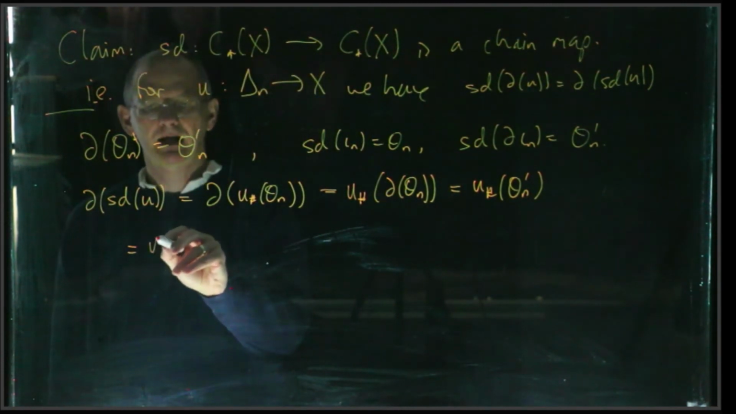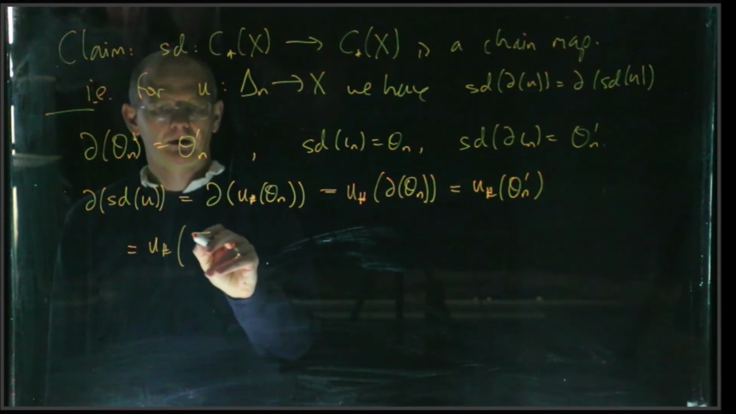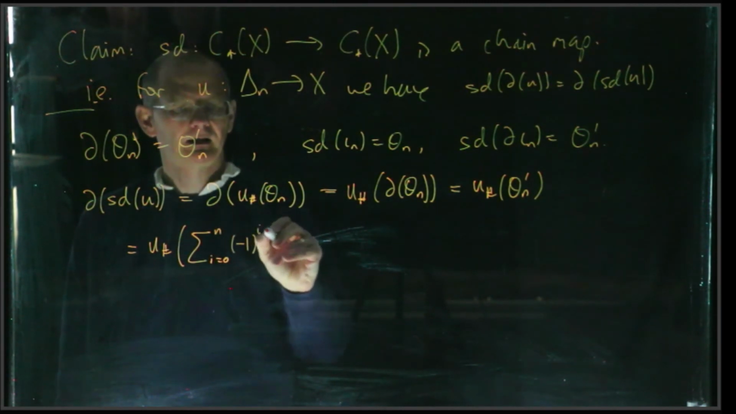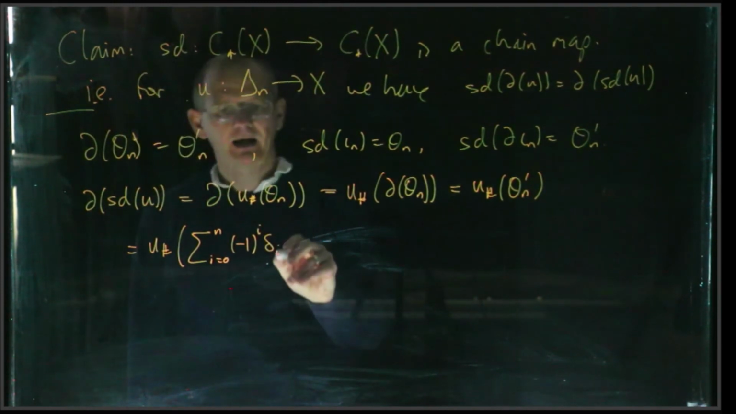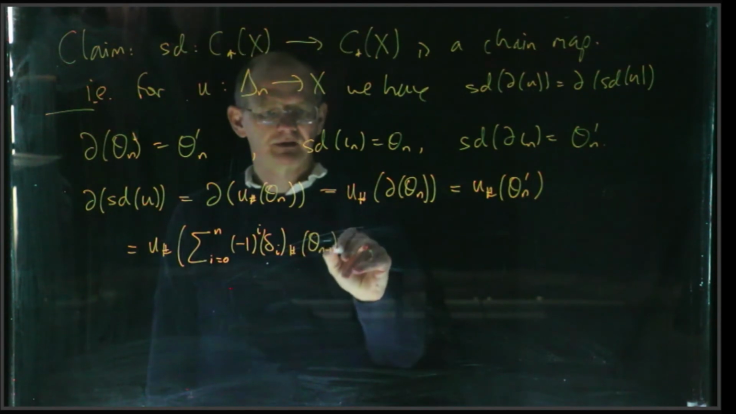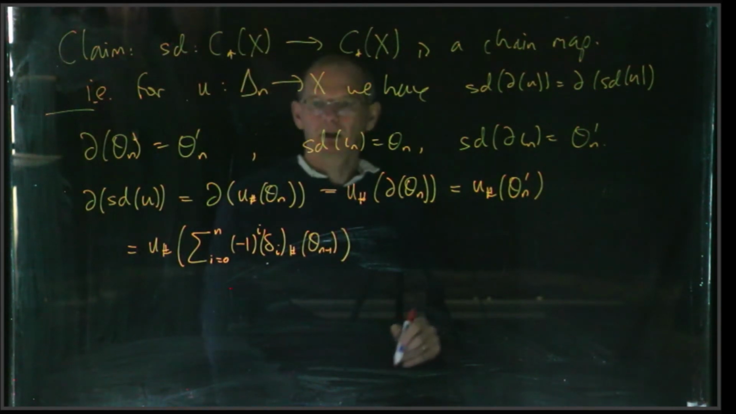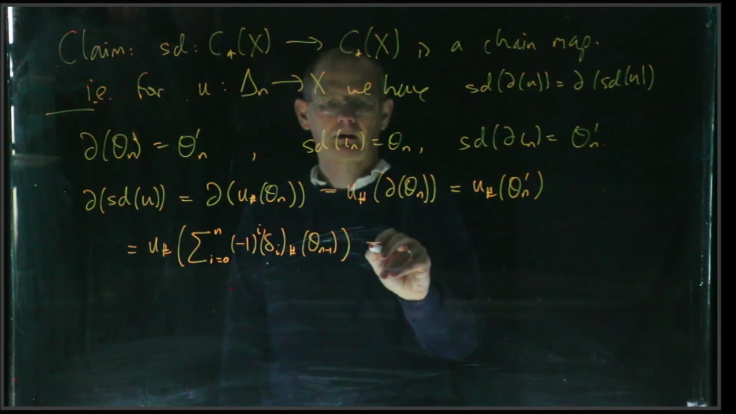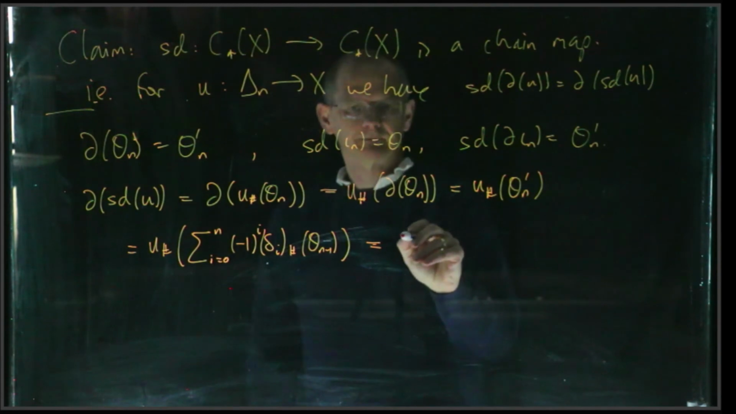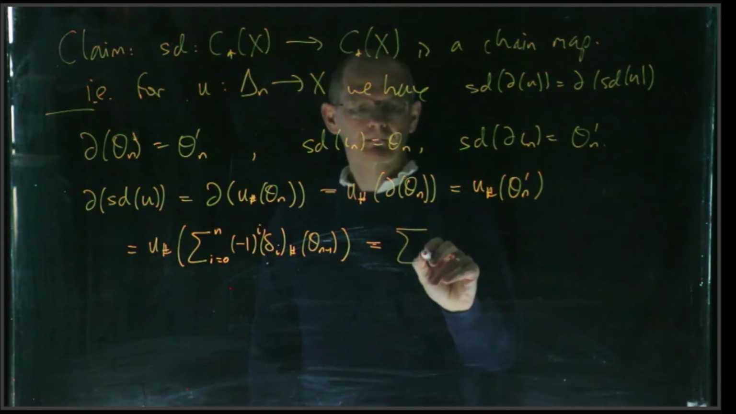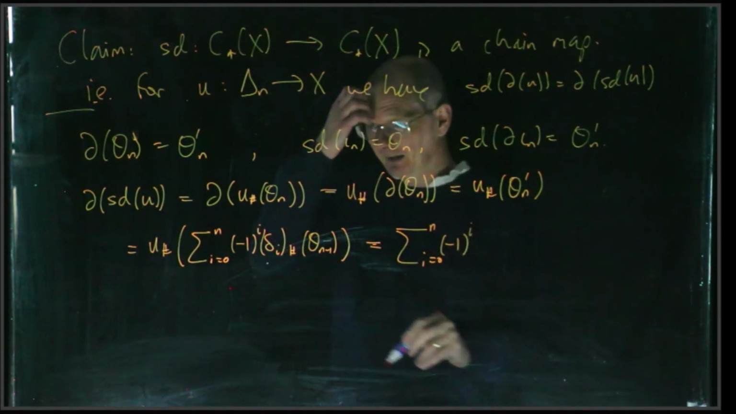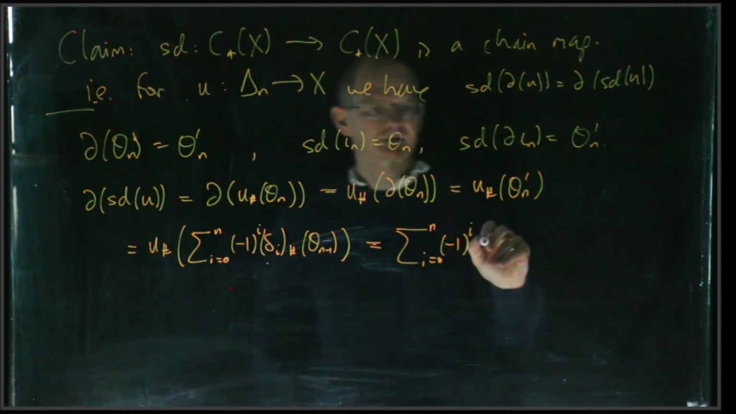So that's U hash of the sum from i equals 0 to n minus 1 of minus 1 to the i, delta i hash theta n minus 1. So this is a sum from i equals 0 to n minus 1 of minus 1 to the i, and then you're doing U hash and delta i hash.